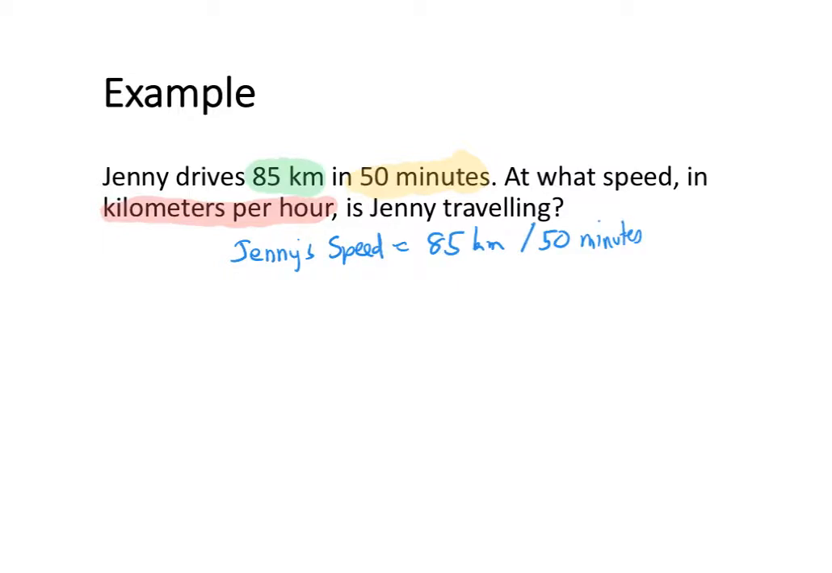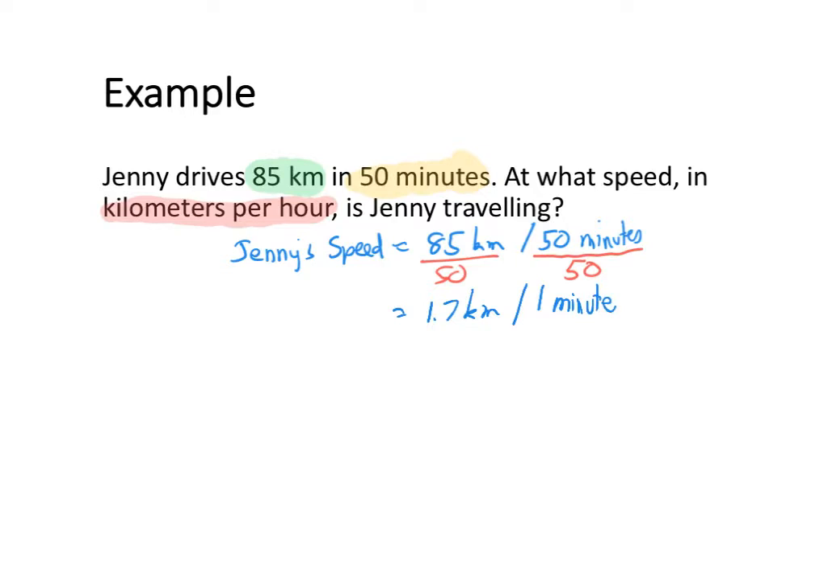You'll notice that the question is asking us for the speed in kilometers per hour, and we currently have a rate involving minutes. So the way I'm going to convert that rate involving minutes to per hour is first work out what speed Jenny is traveling for 1 minute. And to calculate that, I'm going to divide both sides by 50, because 50 minutes divided by 50 will get me down to 1 minute. So dividing both sides by 50, I know that Jenny is traveling at 1.7 kilometers per 1 minute.